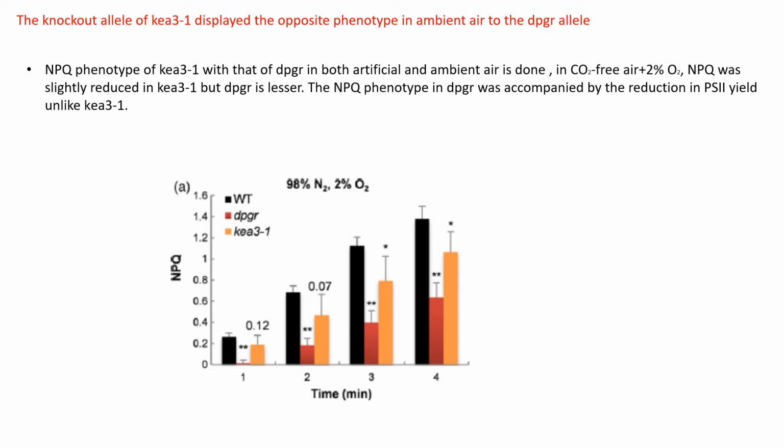The NPQ phenotype in DPGR was accompanied by a reduction in the photosystem II yield, which was not seen in the case of the KEA3 mutant. The results for that have been reported in the supplementary paper, and I'm not going to go through it, but I would suggest that you take a look at the data from there.